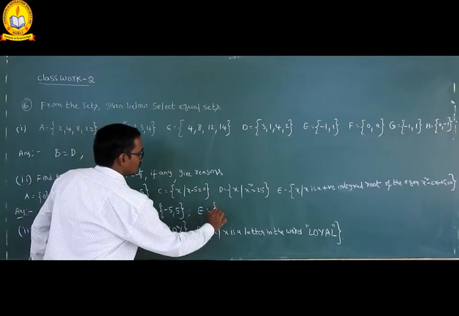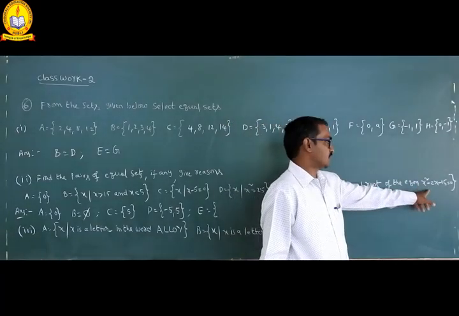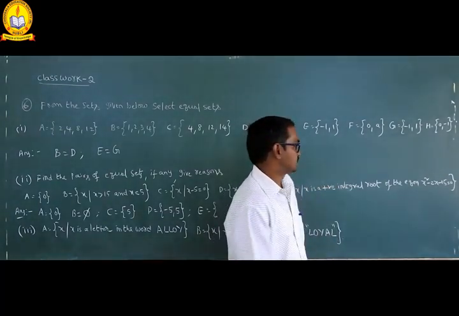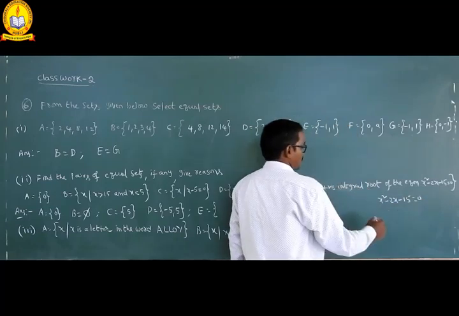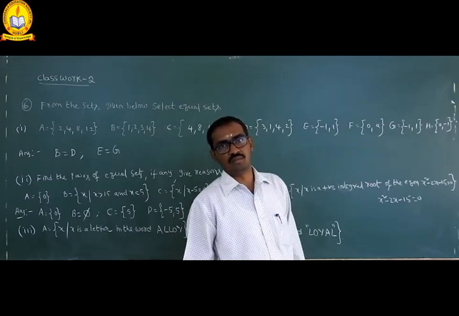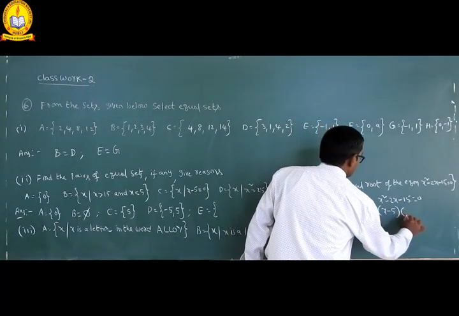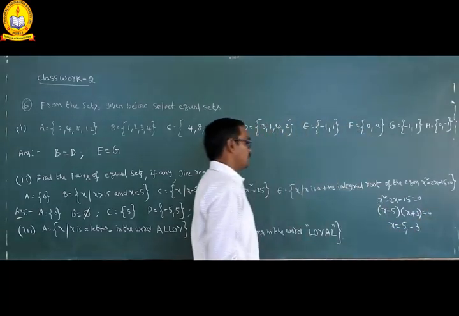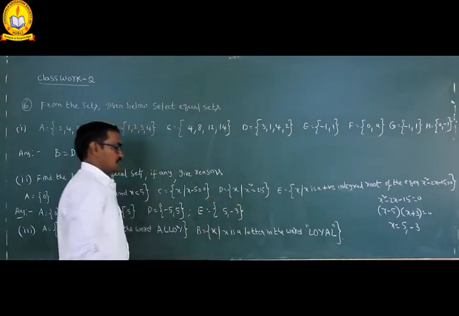Next, set E is equal to {x such that x is a positive integral root of the equation x squared minus 2x minus 15 is equal to 0}. What are the roots satisfying that quadratic equation? Factorization: x minus 5 into x plus 3, since 5 times 3 is 15 and 5 minus 3 is equal to 2. So we can write (x minus 5)(x plus 3) is equal to 0. So x is equal to 5, minus 3. The possible solution set for set E is {5, -3}.